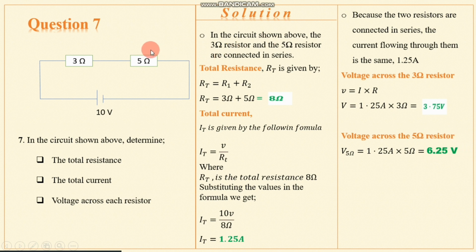So in this circuit, the total resistance is 3 ohm plus 5 ohm, because they are connected in series, we get 8 ohms, and the total current, based on this formula, is 1.25 amperes. The voltage across the 3 ohm is 3.75 volts, and the voltage across the 5 ohm is 6.25 volts.